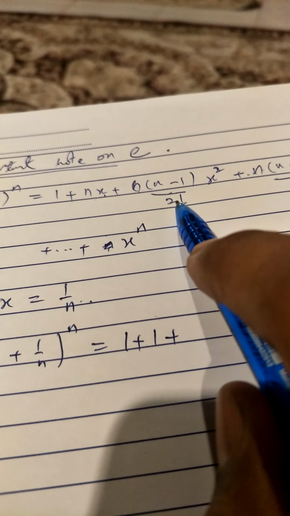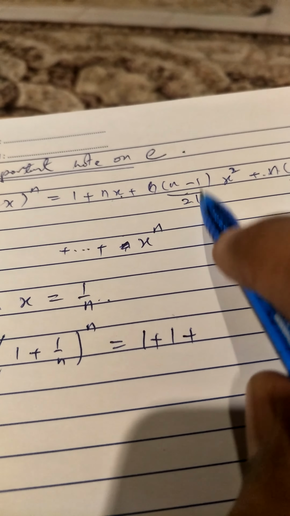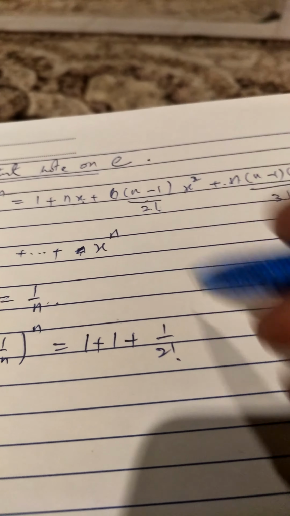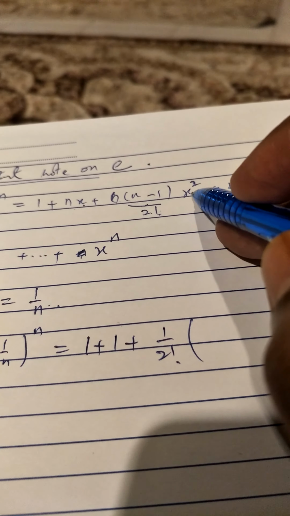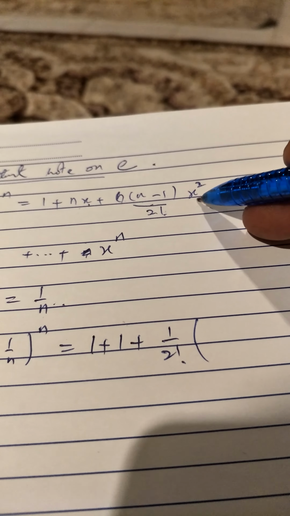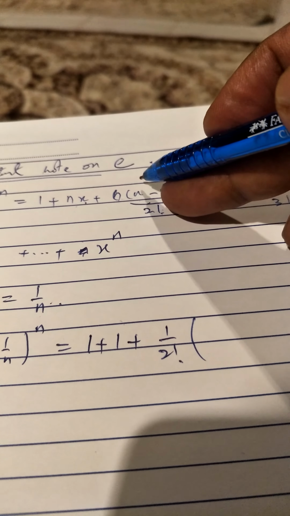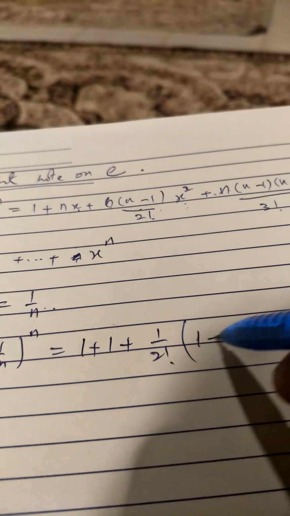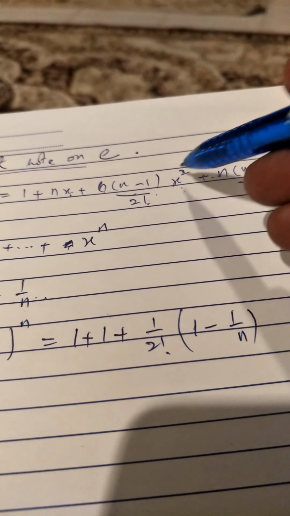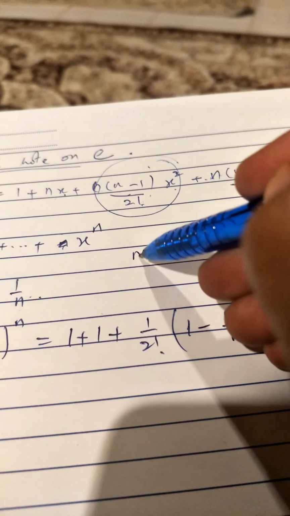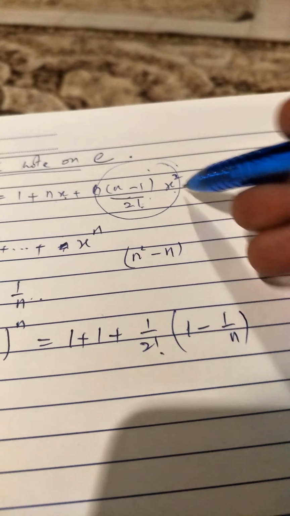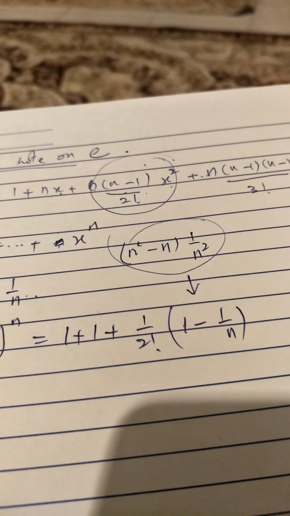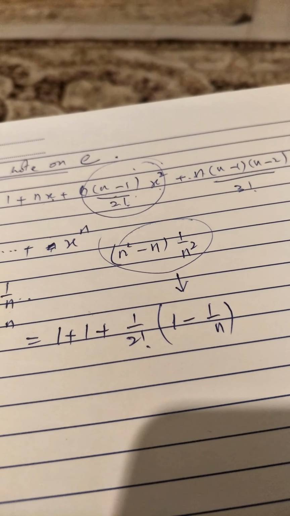I can bring out the factorial, so we have 1 over 2 factorial there. Then you have n squared, and remember x is 1 over n, so you have 1 over n squared there. So n squared cancels out, you have 1, and then you have 1 over n. I hope you can see this. From that part you have n squared minus n, and x squared is 1 over n squared, so you can see this is equal to that.